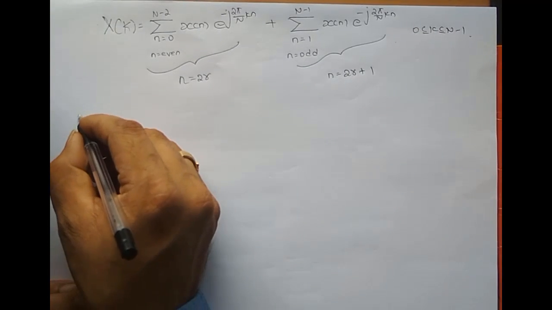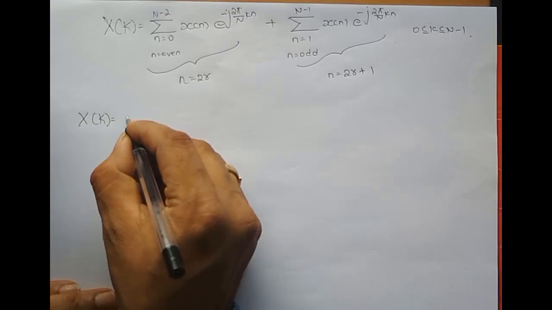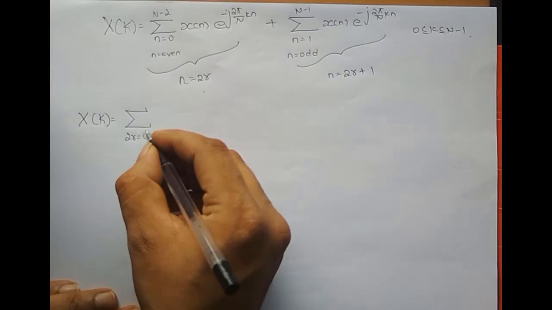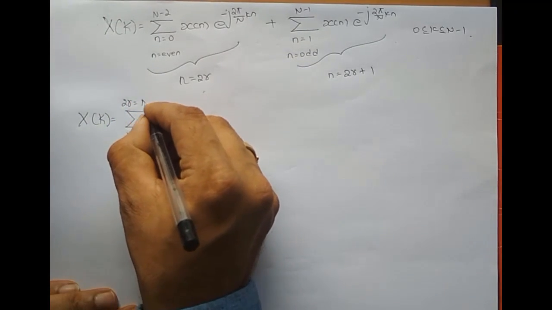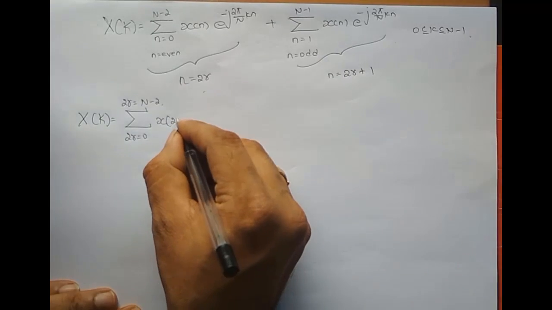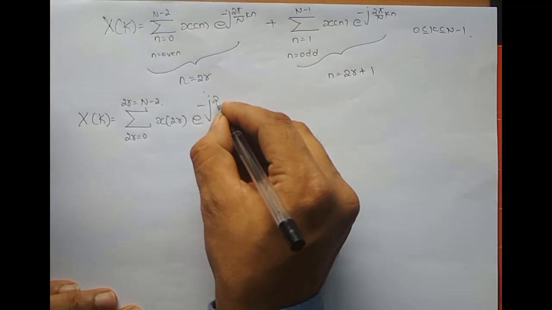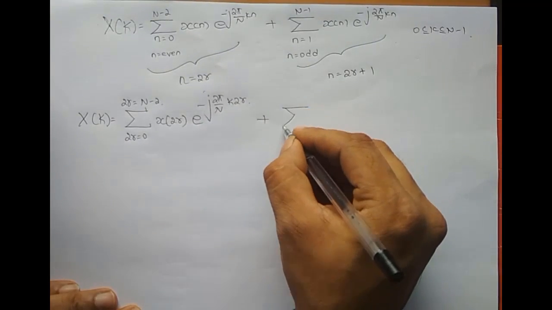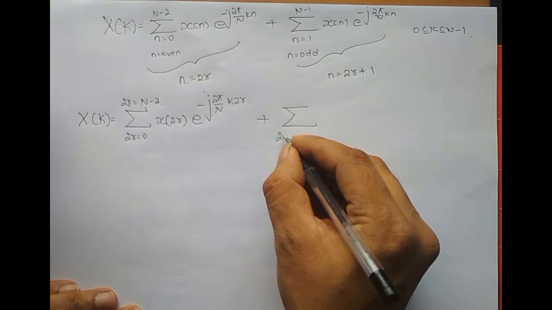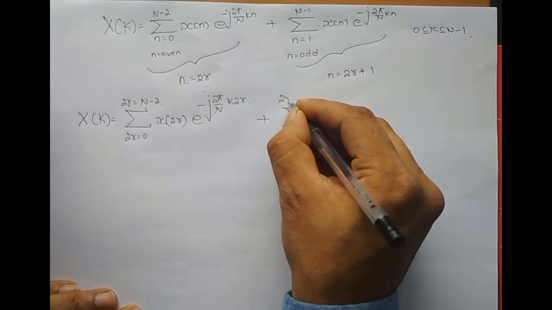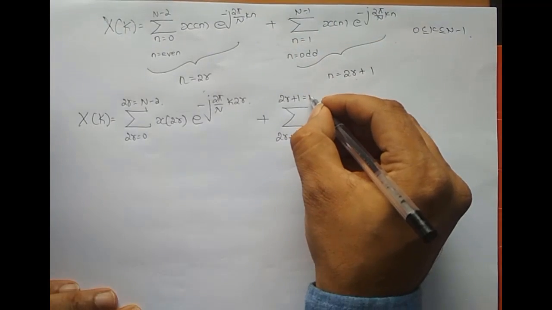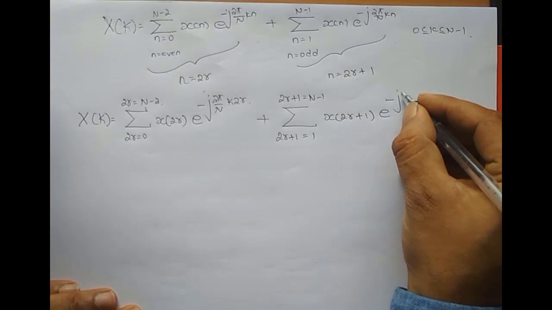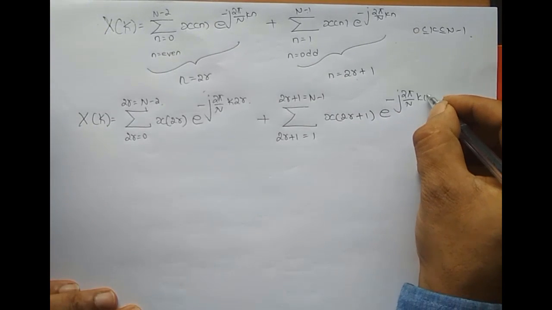Okay, so what do we get? X of k is equal to summation, where n I am replacing by 2r, so 2r is equal to 0 to 2r is equal to n minus 2, X of 2r into e power minus j 2 pi by n into k into 2r, plus summation. Now n is 2r plus 1, so 2r plus 1 is equal to 1 to 2r plus 1 is equal to n minus 1, X of 2r plus 1 into e power minus j 2 pi by n into k into 2r plus 1.